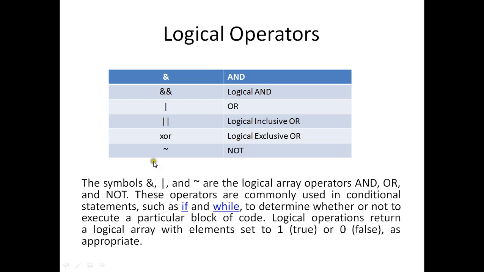For logical inclusive or we have to use another symbol, and I'm going to show you functional operations here in MATLAB in this lecture today. And this sign is very important because it is used as not. For example, if x is not y, that means you have to write it this way: if x is not y, then what kind of operation would be executed? You have to use this symbol. These are logical array operators: and, or, not. These operators are commonly used in conditional statements such as if and while to determine whether or not to execute a particular block of code.